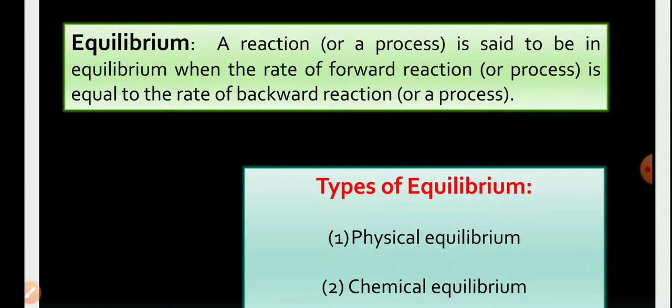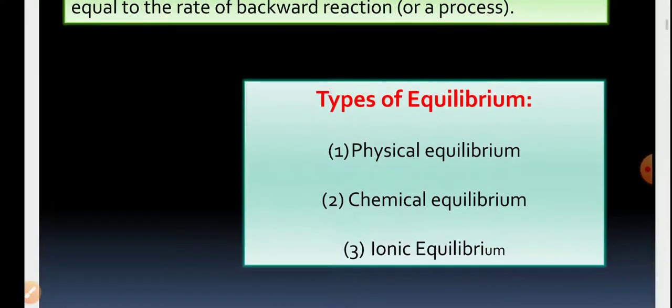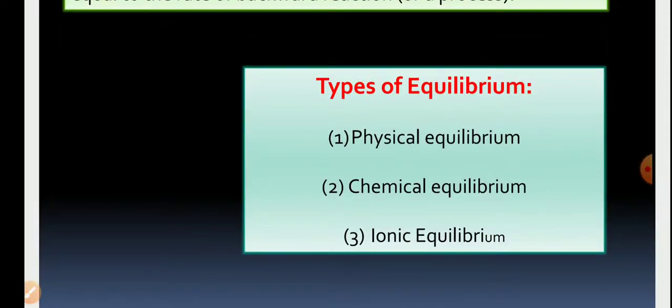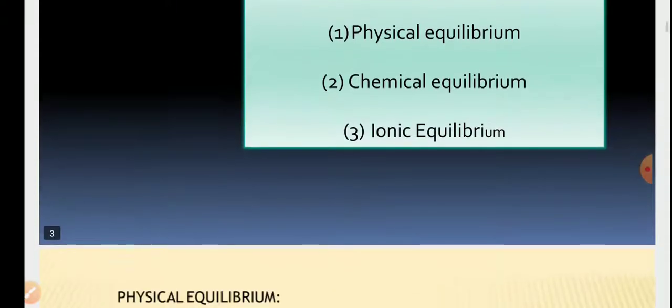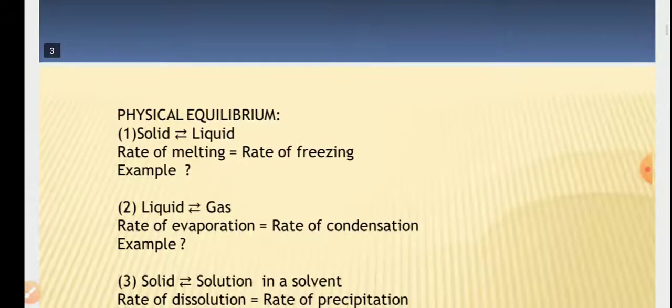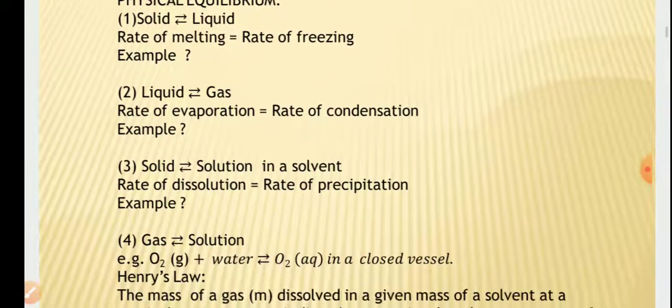So if the forward and backward rate of the reaction is the same, then yes, it is possible there will be no change. So this no change zone or area or phenomenon is called equilibrium. Different types of equilibrium are possible, that is physical equilibrium, chemical equilibrium and ionic equilibrium. But students, we will mainly discuss chemical equilibrium because this is in your syllabus.